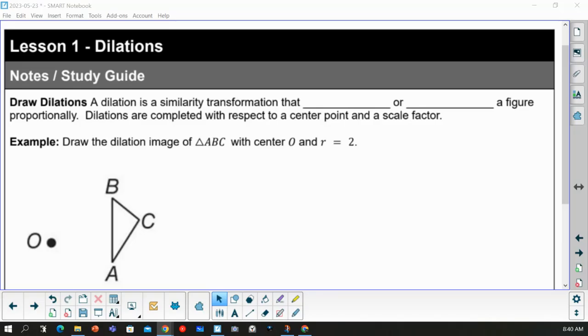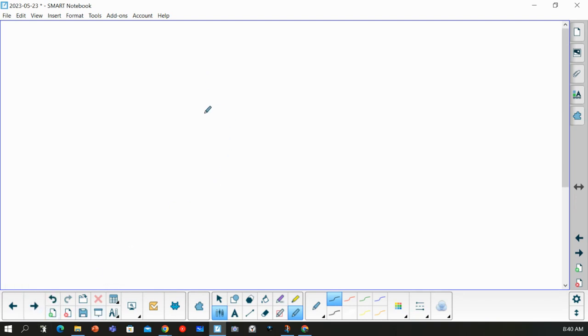Here, and let's learn about dilations. Okay, so we're going to talk about dilations. Let me get my pen ready here. And before I go through this lesson, let me go to a new page real quick. If you have an eye, draw my best looking eye here.